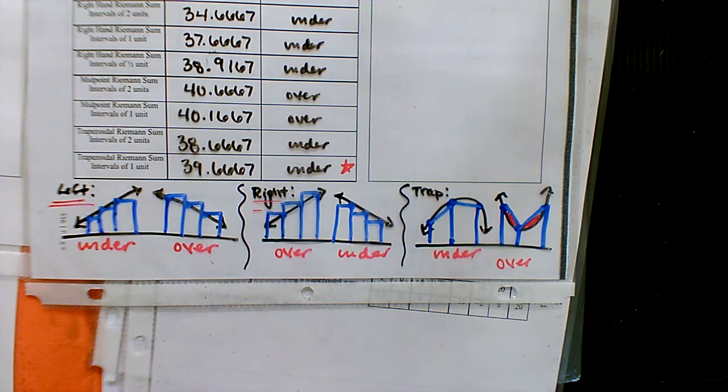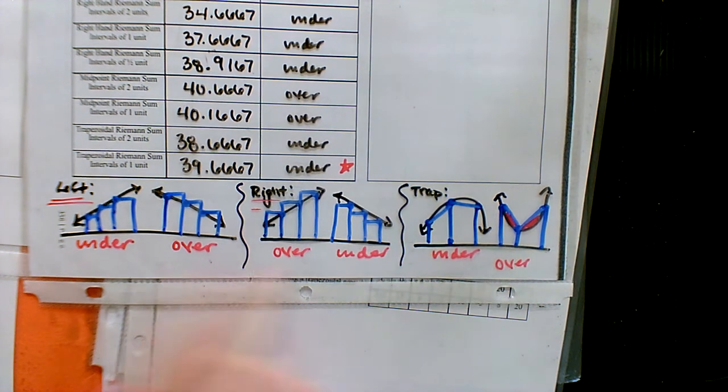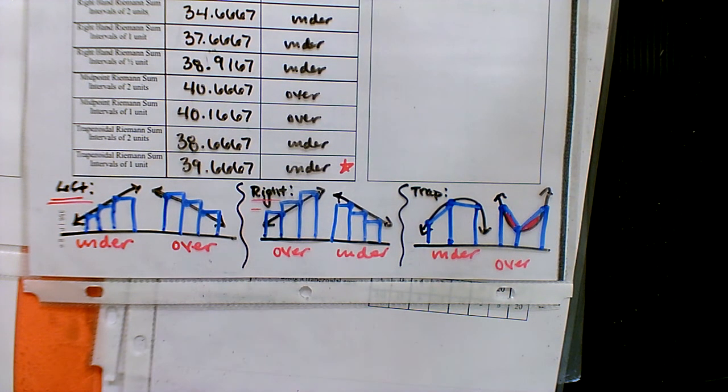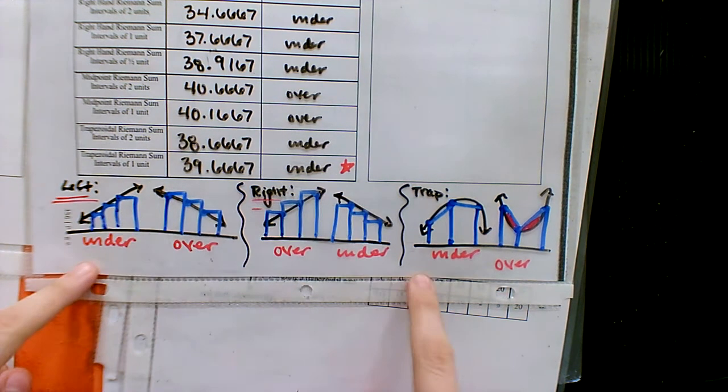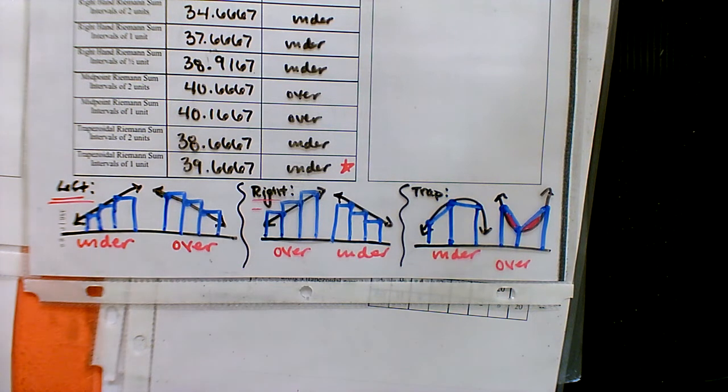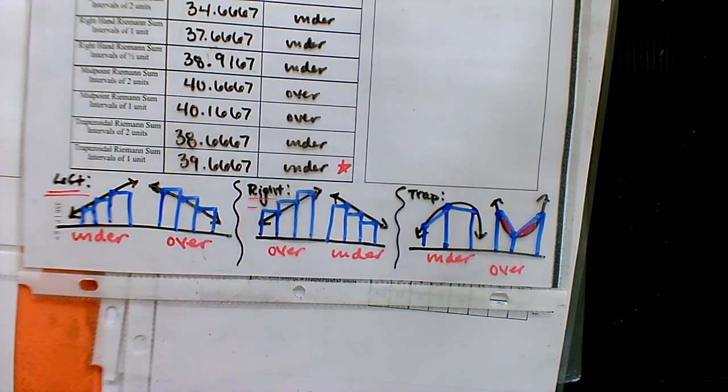Okay, so in a trapezoid instance, we're more concerned with the concavity of the graph to determine over or under, but for left and right rectangles, it's the increasing or decreasing nature. So if we have that piece of information available to us, we'll be able to say for sure if it's an over or under estimate. If they don't mention anything about whether it's just increasing, just decreasing, or what the concavity is, we can't say for sure if it's an over or an under estimate. We have to have that information available to us.